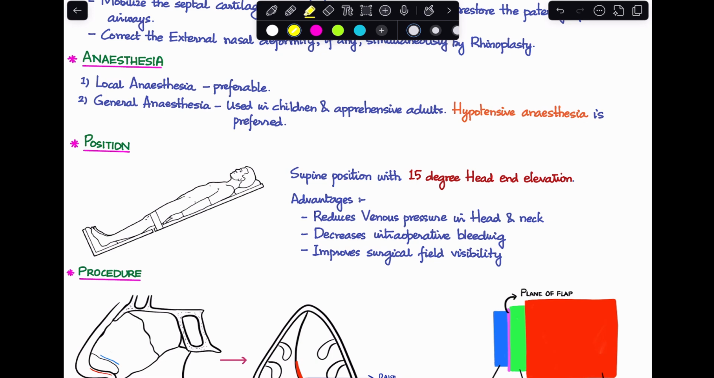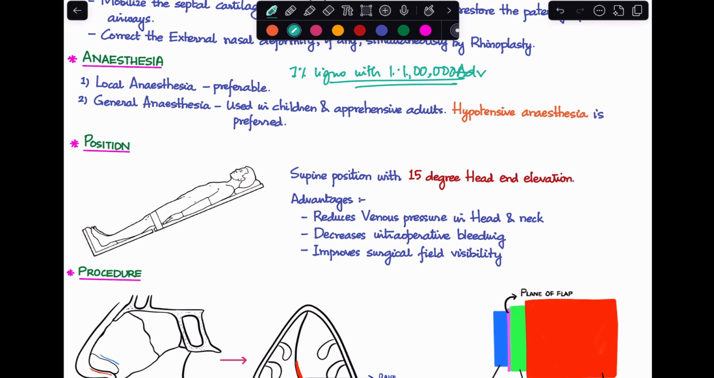And in local anesthesia, what we prefer is the usage of 1% lignocaine with 1 in 1 lakh adrenaline. So, what is the purpose of using this adrenaline over here? And as well as the lignocaine. So first of all, let's talk about how are we going to do this.